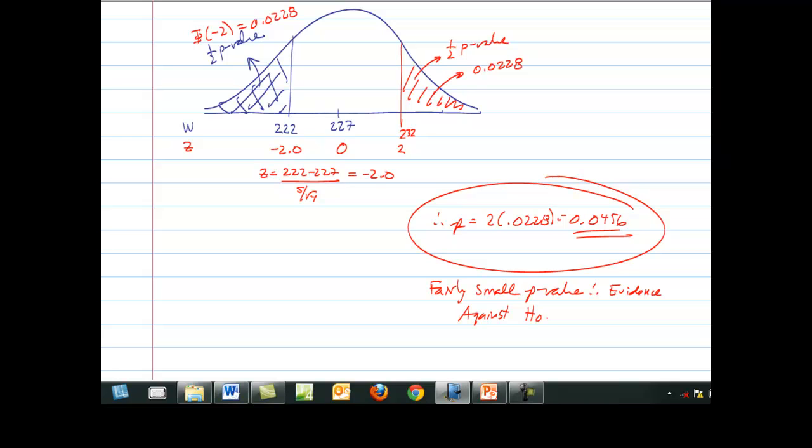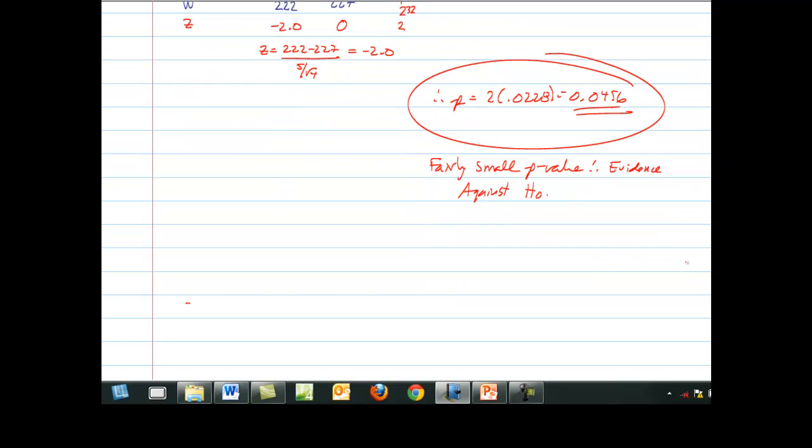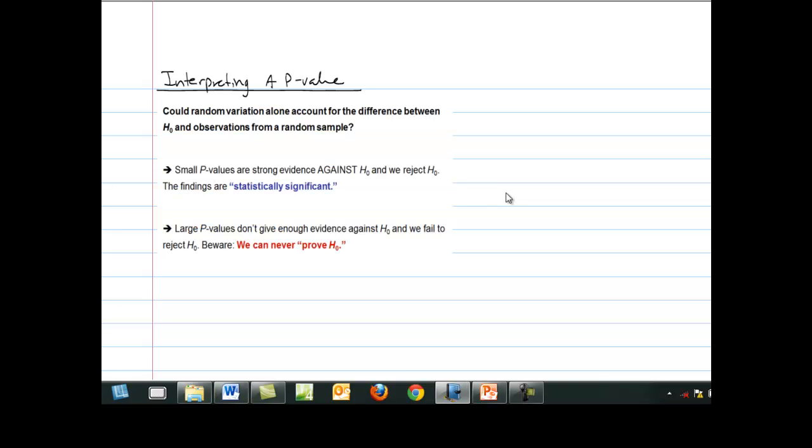So I said it's fairly small, and that's a relative way to talk because what's small to you and what's large to you is different than what's small or large to me. So we need to look at how we interpret a p-value. Now people will interpret these different ways depending on what evidence is provided, but basically when we're interpreting a p-value, we're looking to determine whether random variation alone could account for the difference between what we expected to see and what we actually saw.